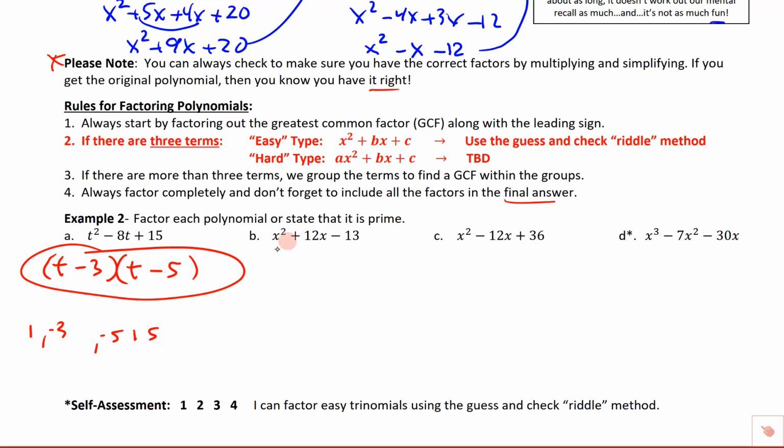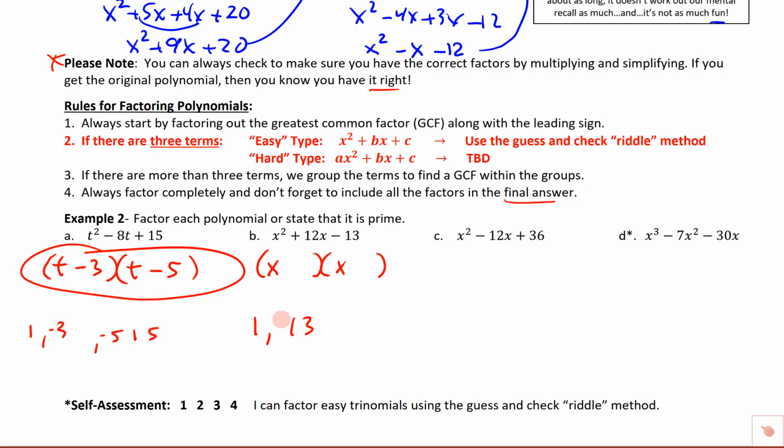So another easy trinomial on this one. So I'm going to start a set of parentheses with an x, another set of parentheses with an x, and then we need numbers that multiply to be -13 that combine to be positive 12. So let's stop and think about that. What multiplies to be 13? Well, that would just be 1 and 13. It's a prime number. There's nothing else that would work here. So these are our only two possibilities.